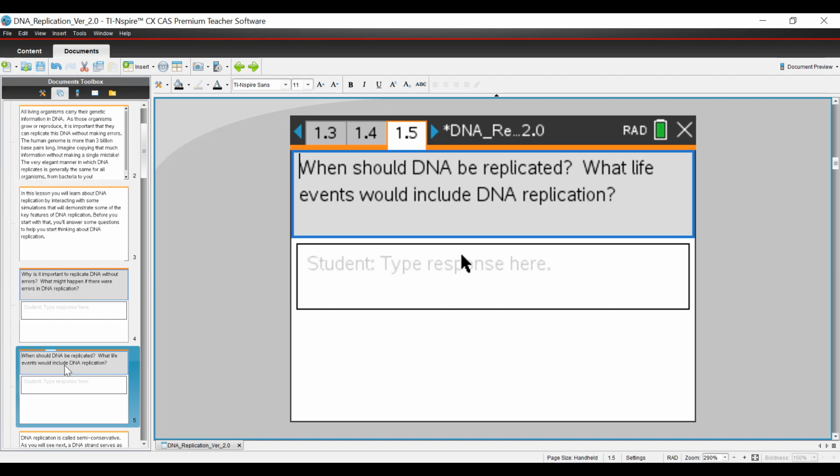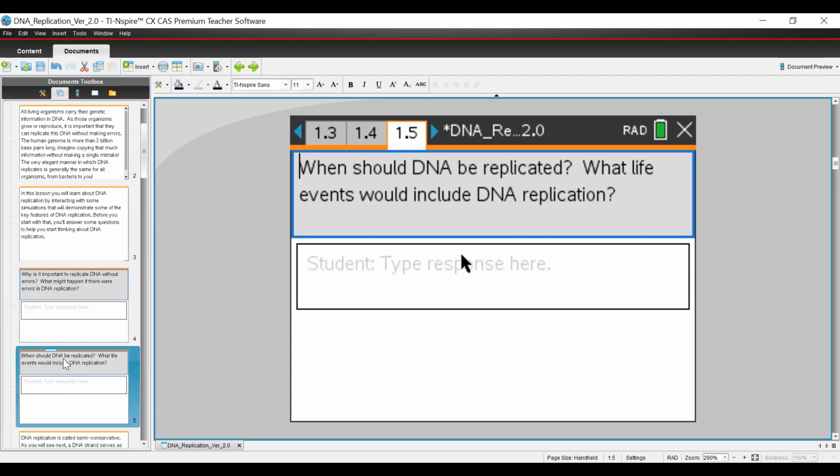Page 1.5, when should DNA be replicated? What life events would include DNA replication? So we touched on these earlier, but growth, replacing dead or damaged cells, we need to be able to replicate DNA.